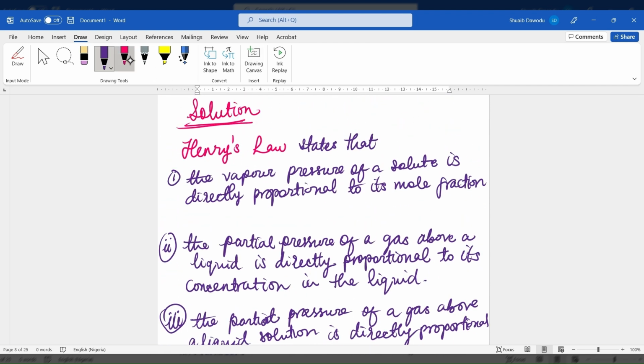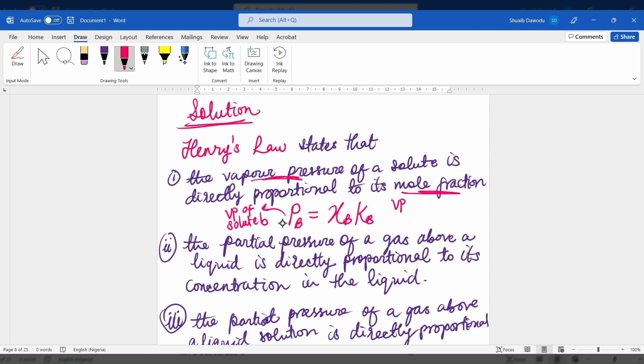So the first Henry's law is telling us that the vapor pressure of a solute is directly proportional to its mole fraction. When you have a question that involves using Henry's law and you're dealing with vapor pressure as well as mole fraction, you're going to be using this particular formula. It's simply P sub B equals X sub B multiplied by K sub B, where P sub B is simply the vapor pressure of solute B.